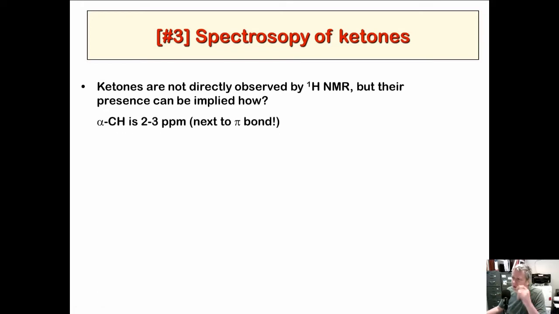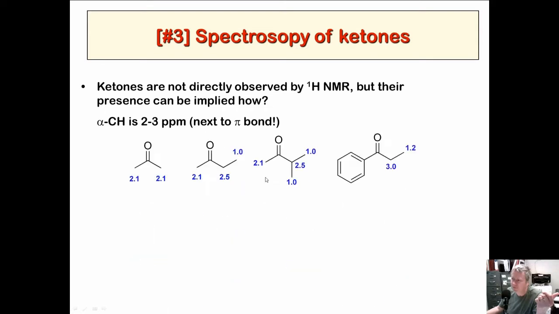Okay, and the other thing is that the alpha CH, or CH2, is always 2 to 3 ppm because it's next to a pi bond. The same with aldehydes. The location is always 2 to 3 ppm. These are just some miscellaneous ketones. Acetone, methyl ethyl ketone. This was the one we did in this one. The third one was the one we did in that really fun NMR problem. And we figured out we had a ketone by our systematic process, right? But anyway, all the neighboring CHs are roughly 2 to 3 next door to the ketone.